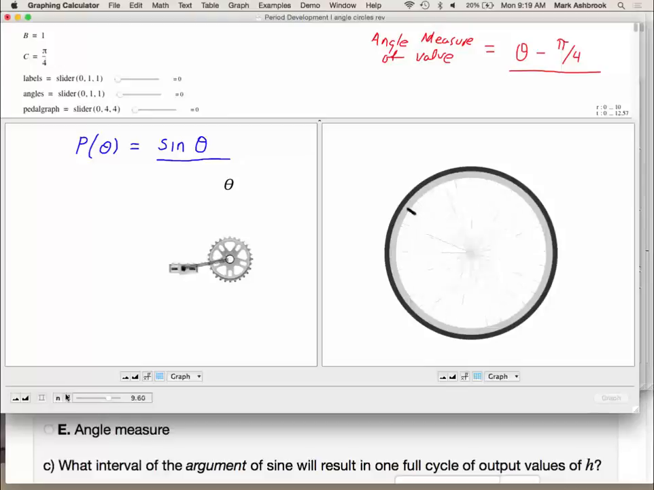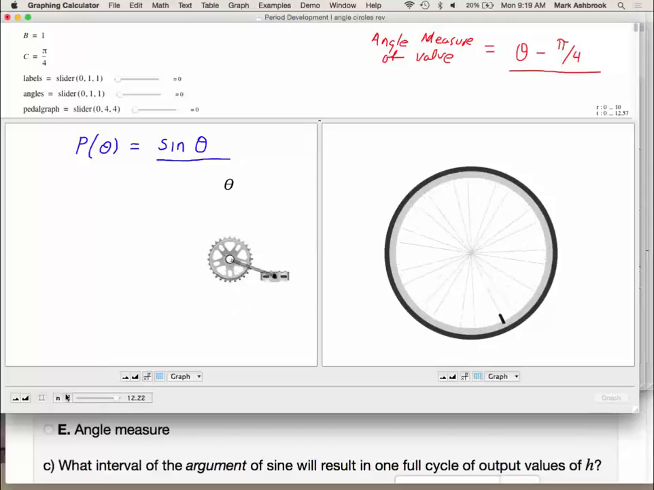Sine theta, vertical distance. The lowest value it attains is -1 at 3 pi over 2, or whenever it's at the bottom of the circle. And the highest value sine attains is 1 radius length up, right?